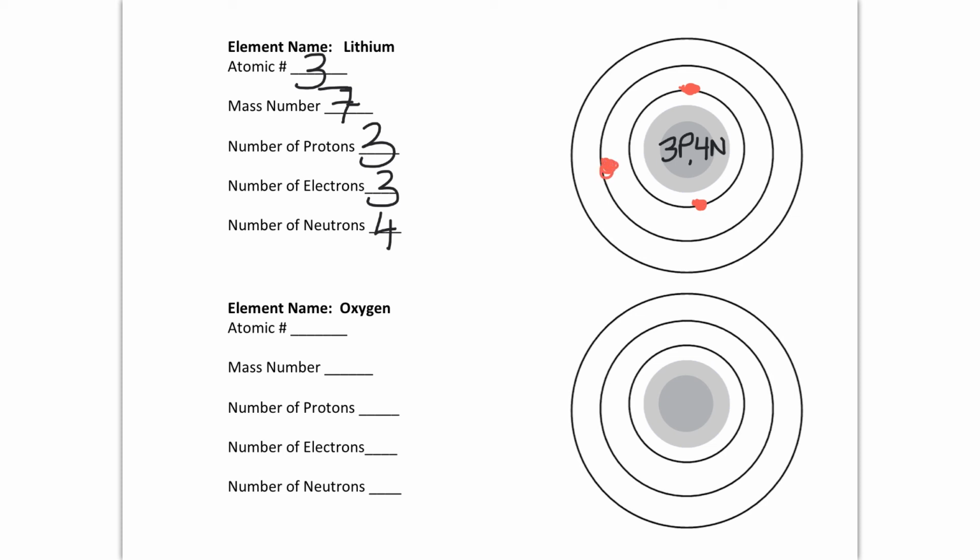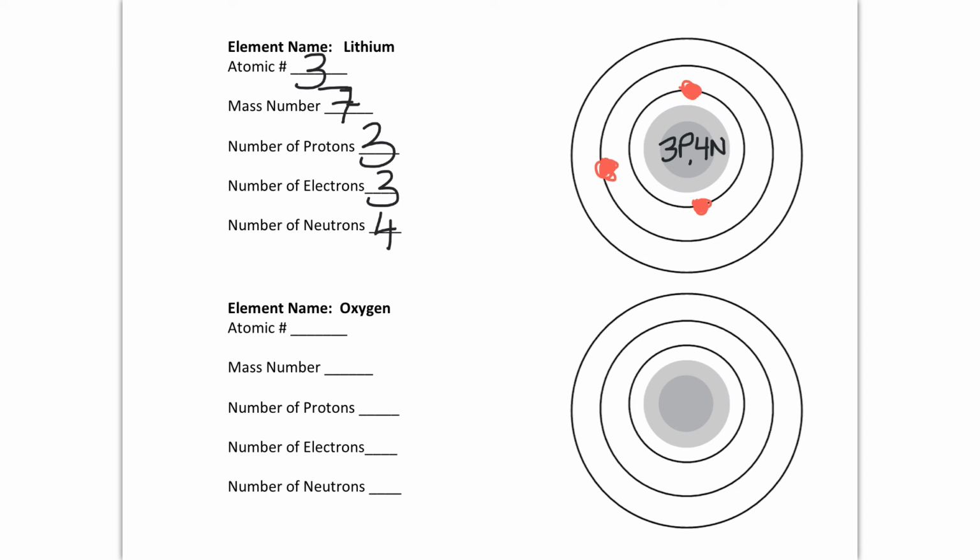And that goes here. All right, so we've got 3 electrons now. The first 2 are in the first energy level, and we have 1 in the second energy level. And we're done. So that was my Bohr model of lithium. So let's look at the next one.